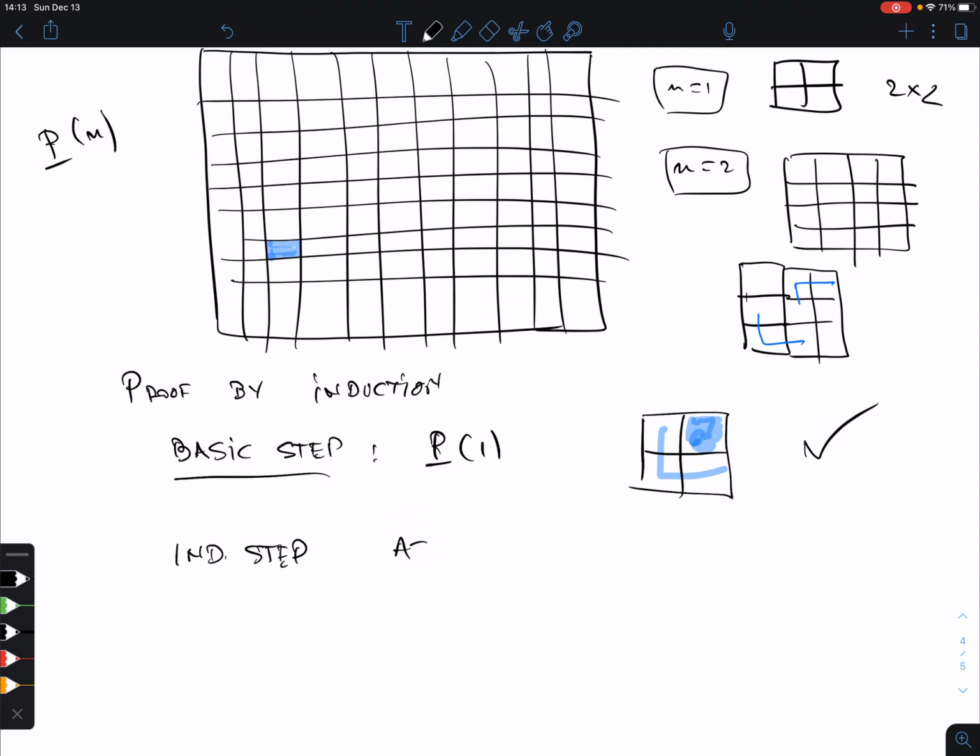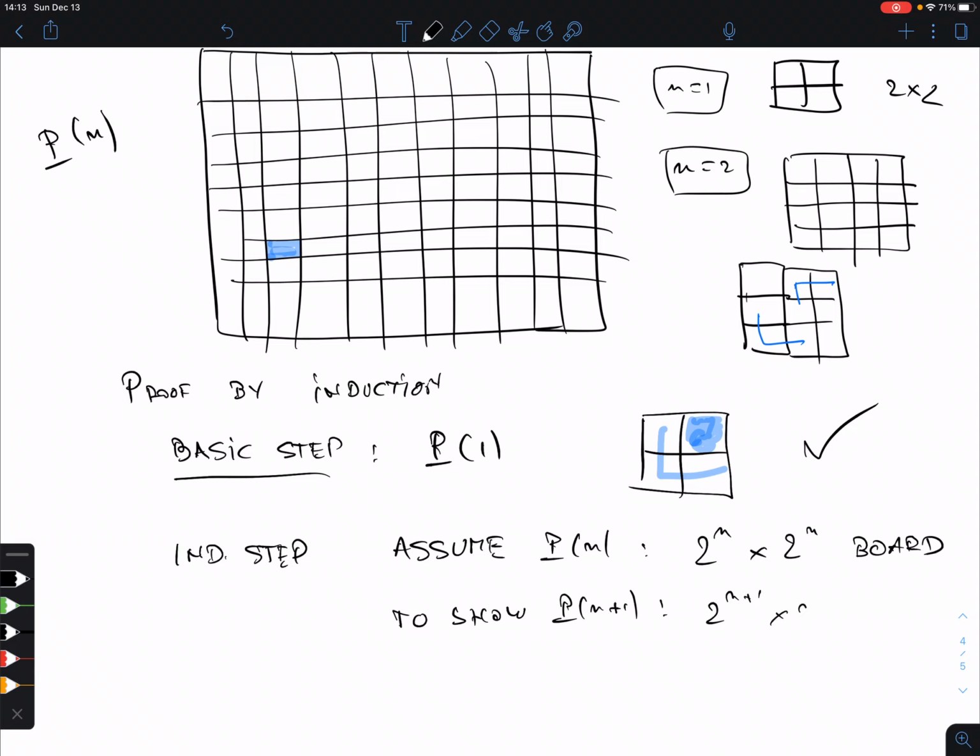So again, assume Pn, so that is a 2^n times 2^n board, and then to show Pn+1, that is a 2^(n+1) times 2^(n+1) board. I'll just write down this number because that's the number that changes in this whole thing, right? n becomes n+1. Okay, all right, so let's highlight this.